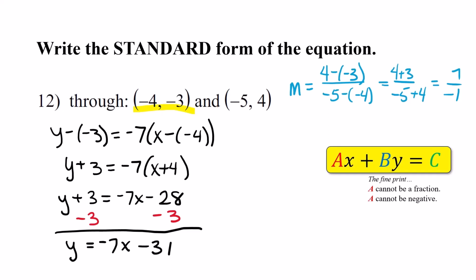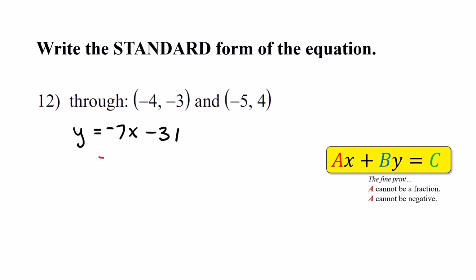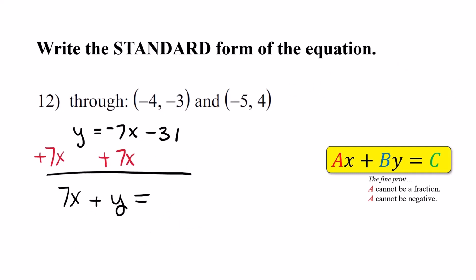That would be awesome if we wanted slope-intercept, but we want standard. Add 7x to both sides. 7x plus y equals negative 31. 7's not a fraction and 7's not negative, so that is it.